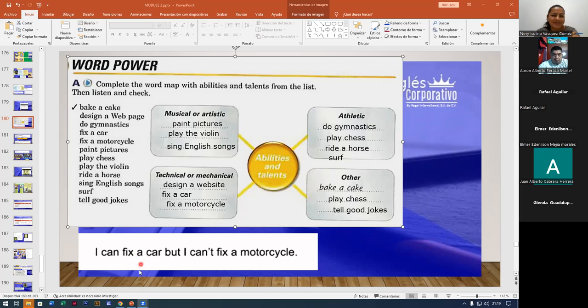Yes. Una negación y otra, o sea que tengo que decir otro instrumento. Ah, for example, if I say I can do gymnastics, but I can't surf. Entonces sería I can play the violin, but I can't do gymnastics. Or I cannot do gymnastics. Gymnastics. That's all right.